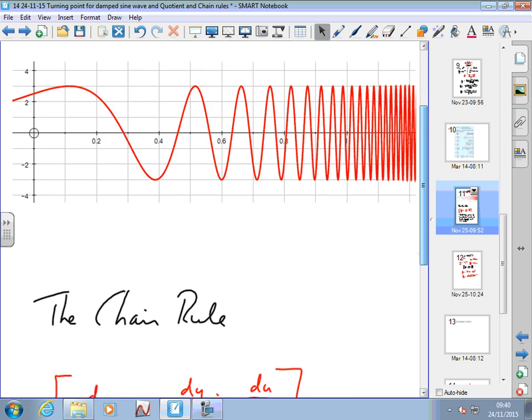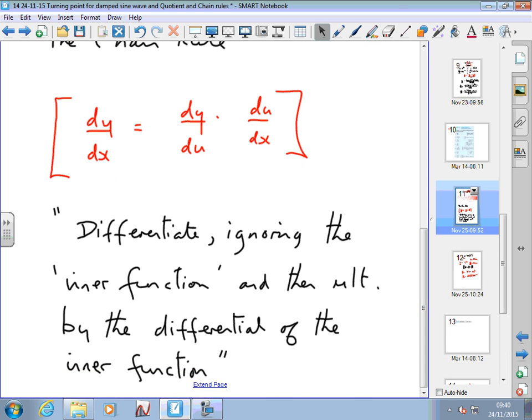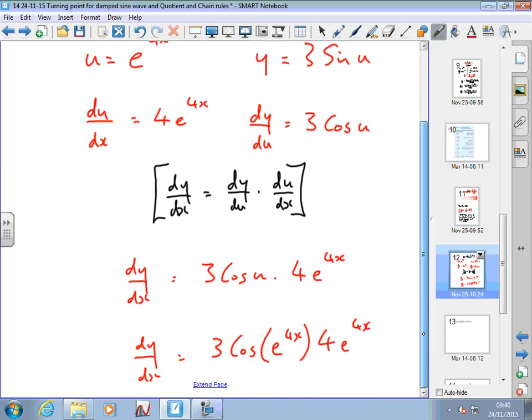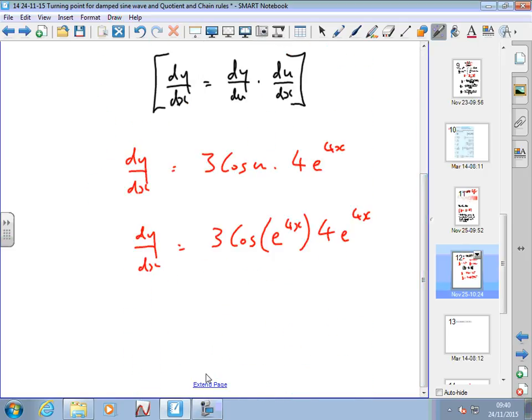So if we look back to this statement for the chain rule, let's see if we can apply it to what we've just done. What does it say? Differentiate, ignoring the inner function, and then multiply by the differential of the inner function. So let me show you how to apply that in this case. The original function was y equals 3 sine e to the 4x.